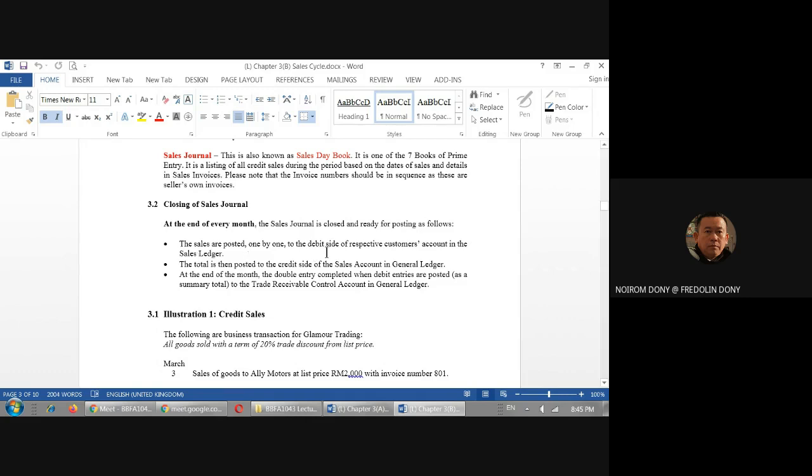So that is why we do a debit entry in the respective customer's trade receivable account in the sales ledger, but only debit, no credit, because the first step is a single entry. The second step, in the general ledger, we open up the sales account and the trade receivable control account. By referring to the sales journal as a point of reference, at the bottom part, we take the total and credit the sales account.